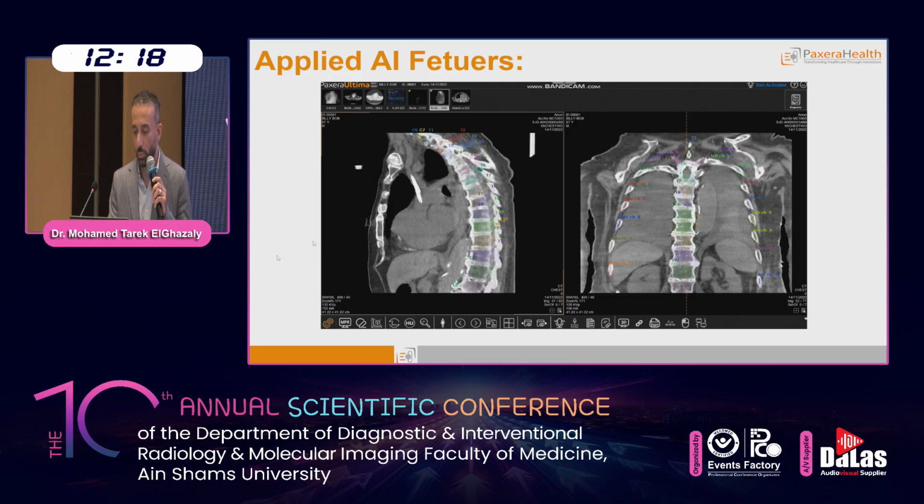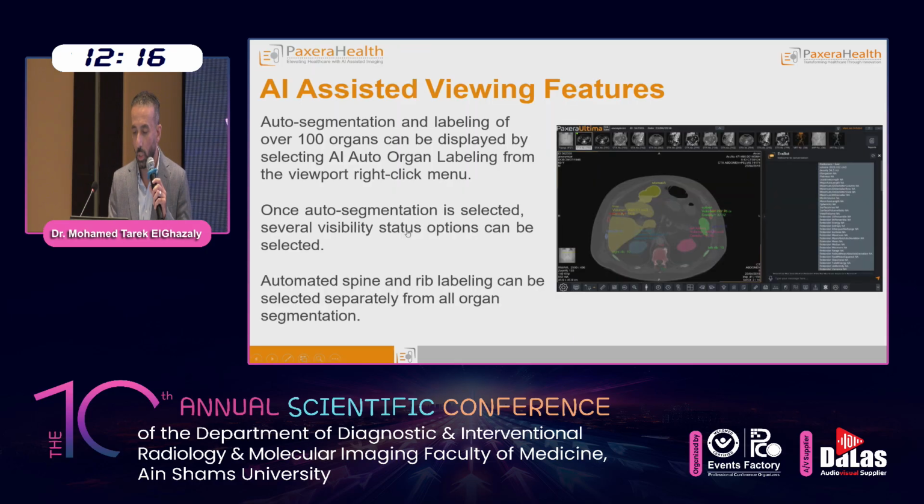Second part, how we get the organs and get the whole radiomics for this organ. Let's take an example in our Paxera Ultima AI. This is our PACS in Paxera.